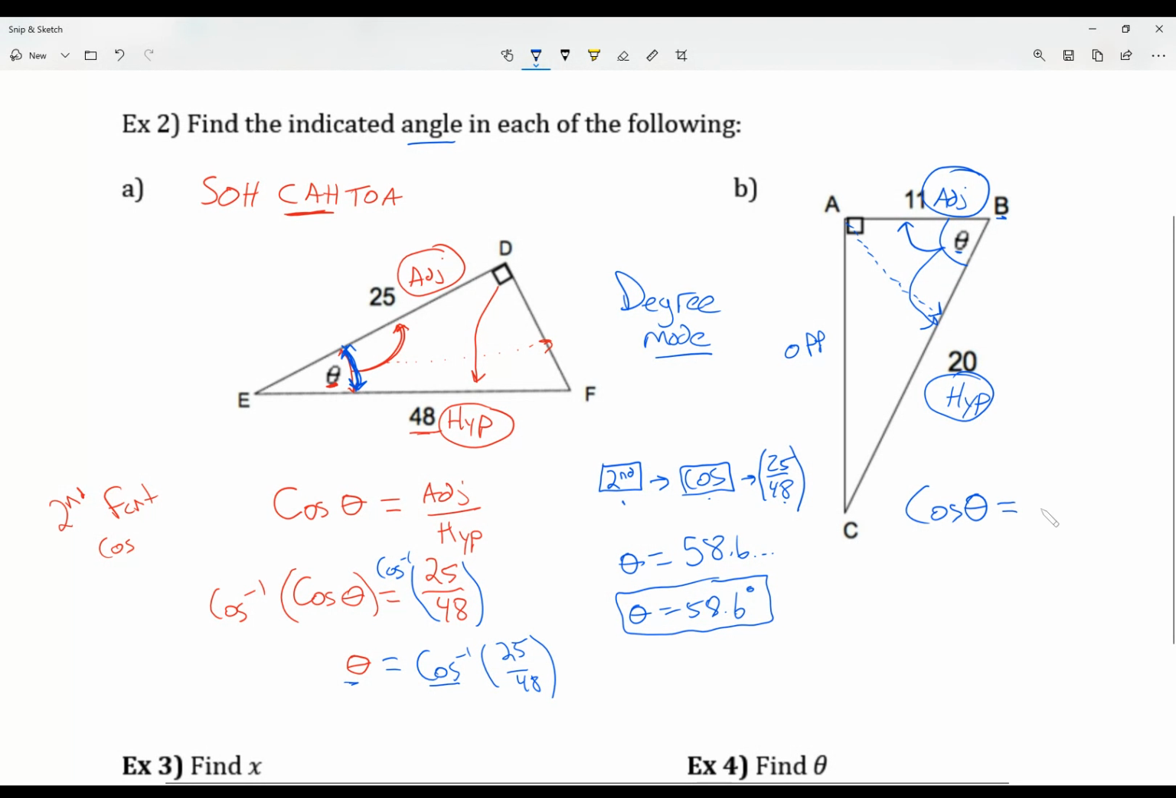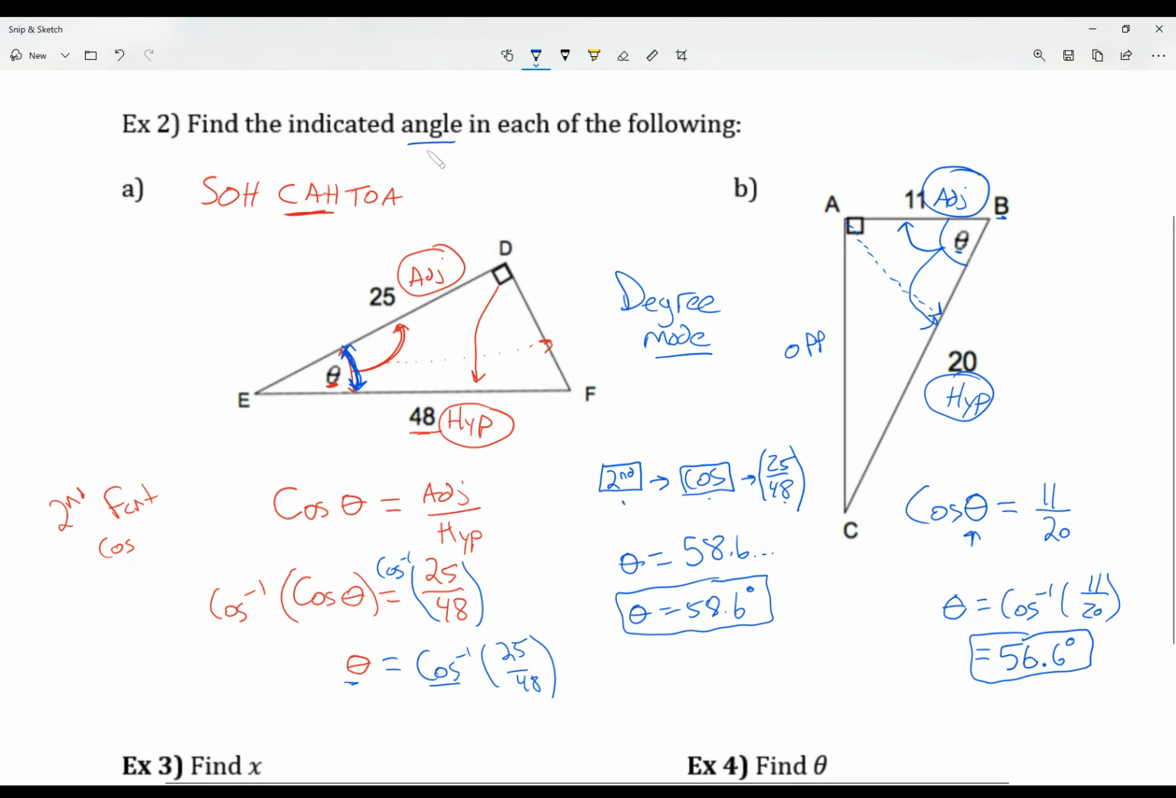So the cos of theta will equal, in this case, the adjacent is 11 and the hypotenuse is 20. So it's 11 over 20. Now I'm looking for the angle. So I'm going to take the second function cos of 11 over 20. So in your calculator, again, you go second function cosine, and then 11 divided by 20. Close the bracket, you should get 56.6 degrees. Okay, I hope that makes sense.